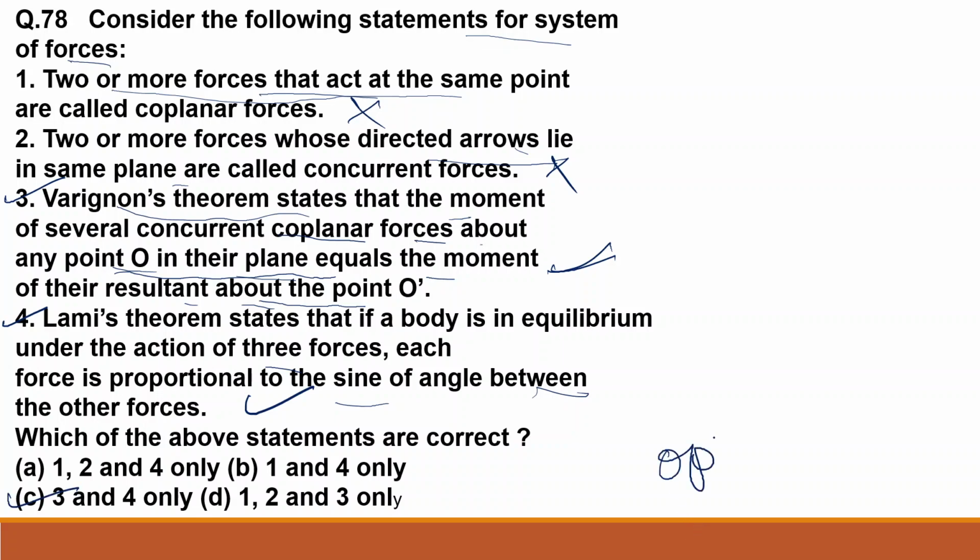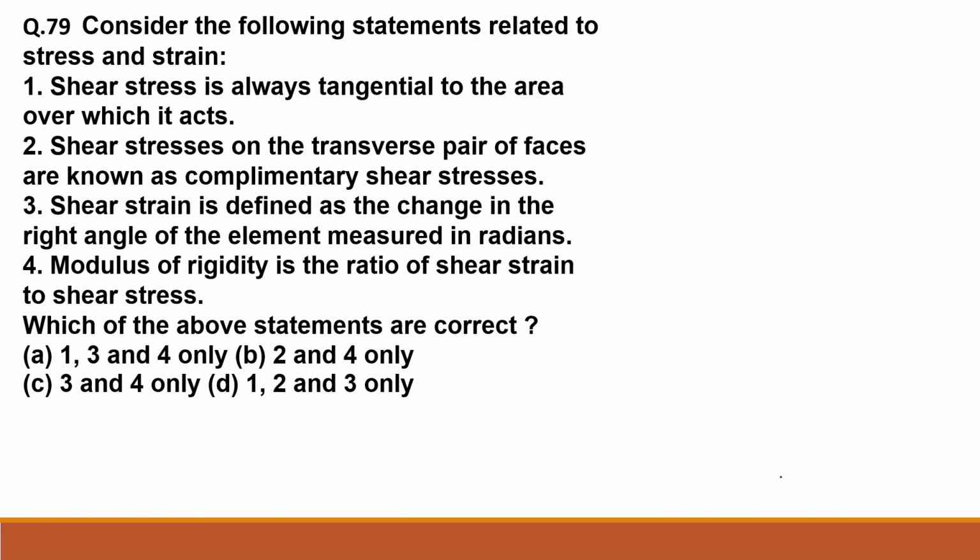Option C is right. Okay, we will be moving to question number 79. Shear stress is always tangent. This is related with stress and strain. This is very simple because it is discussing stress and strain related statements. Okay, so we were focusing on this. Shear stress is always tangential to the area over which it acts. Absolutely right, because it's tangential to the area over which it acts.